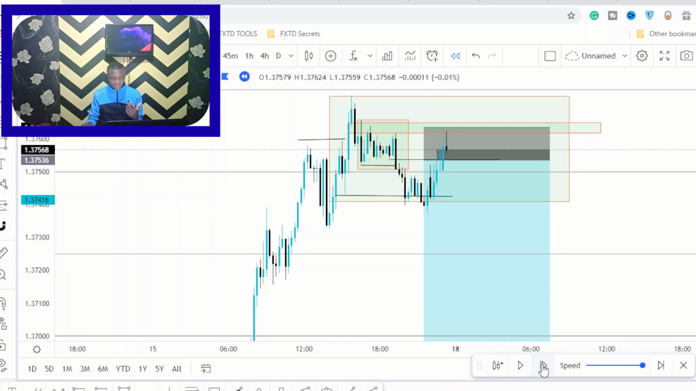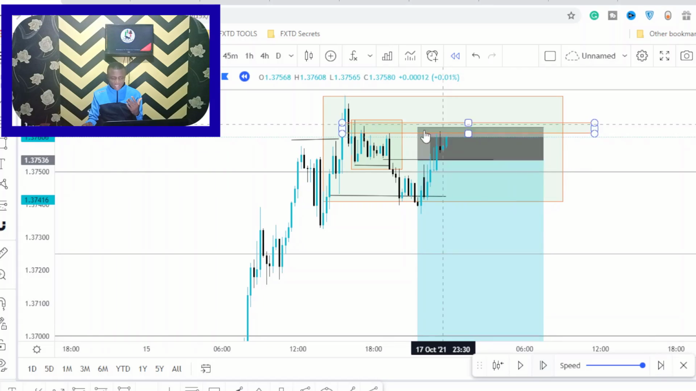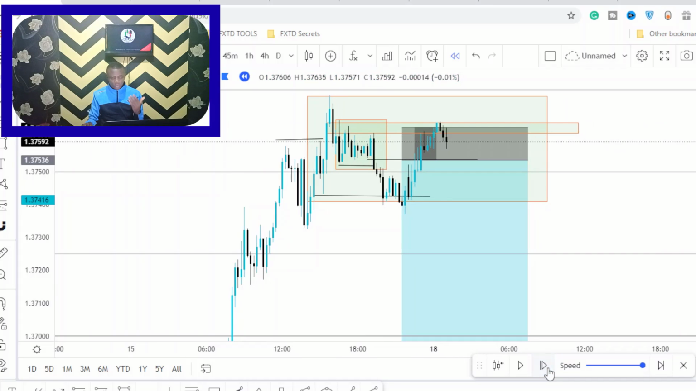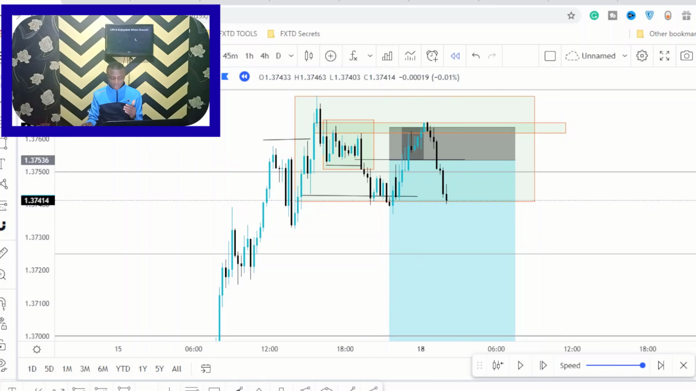So these are 15 minutes, and we are seeing that there's kind of rejection at that level, but the market makers might still push up, which just happened now, and you see it, and boom.